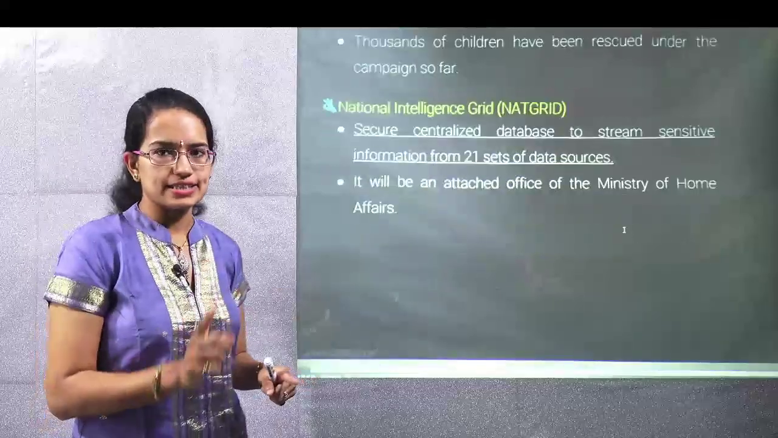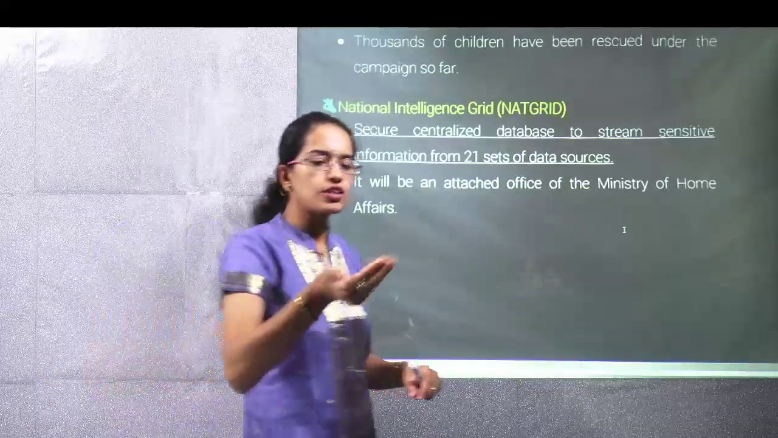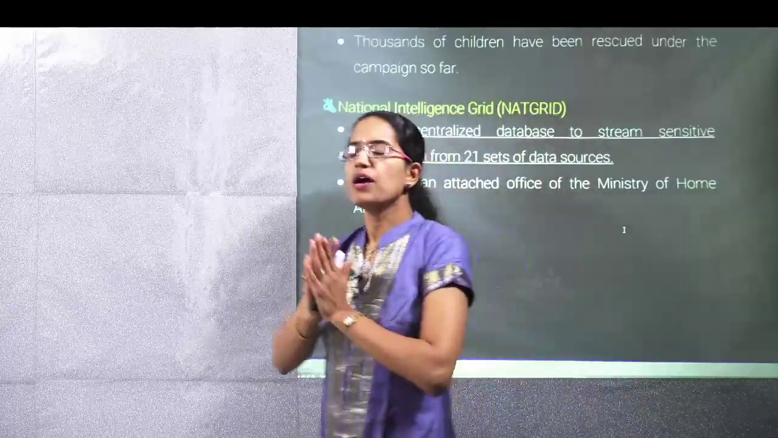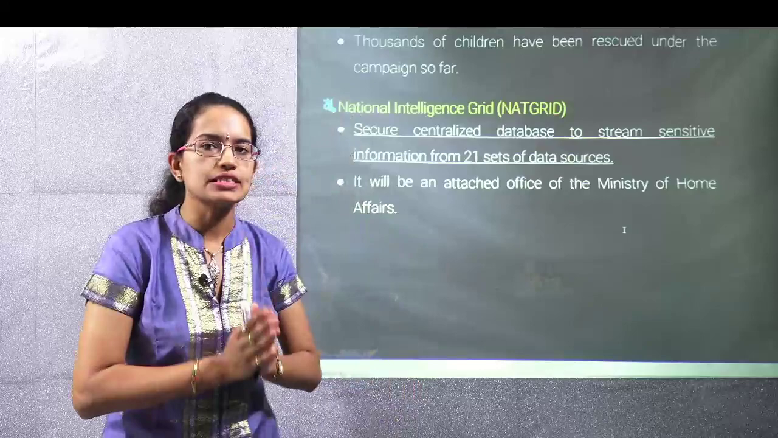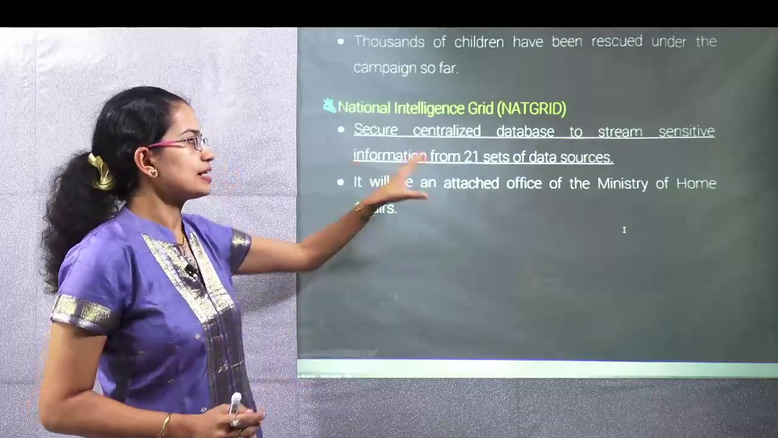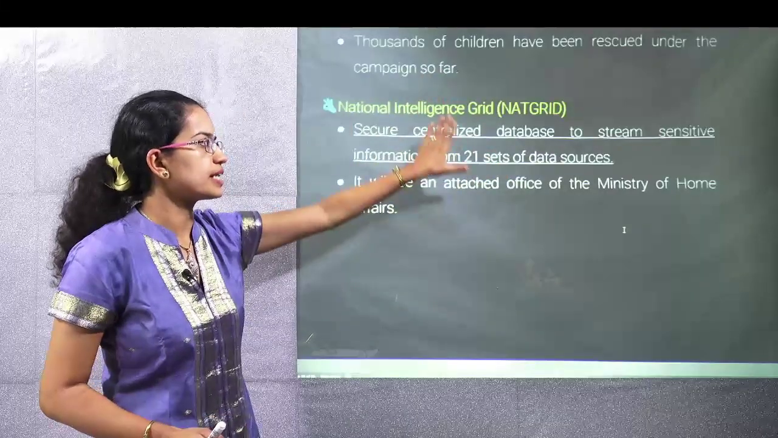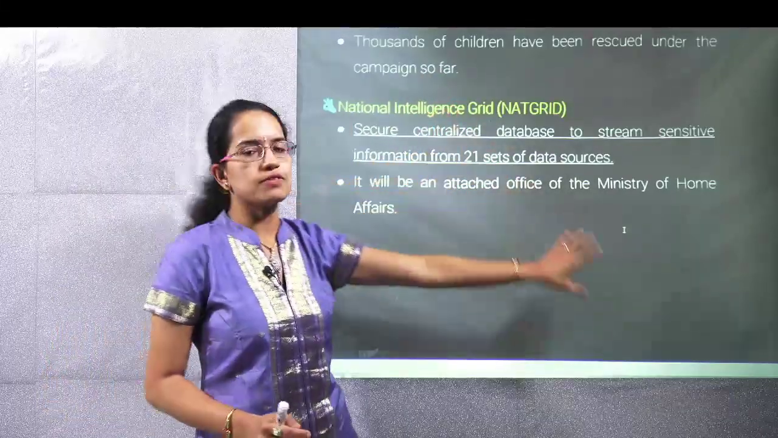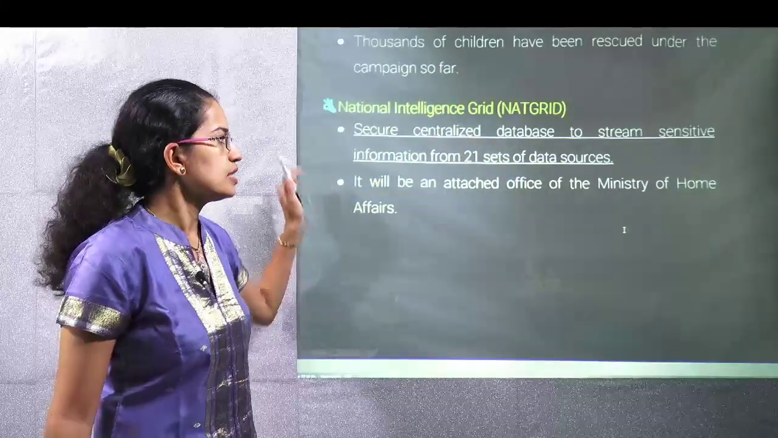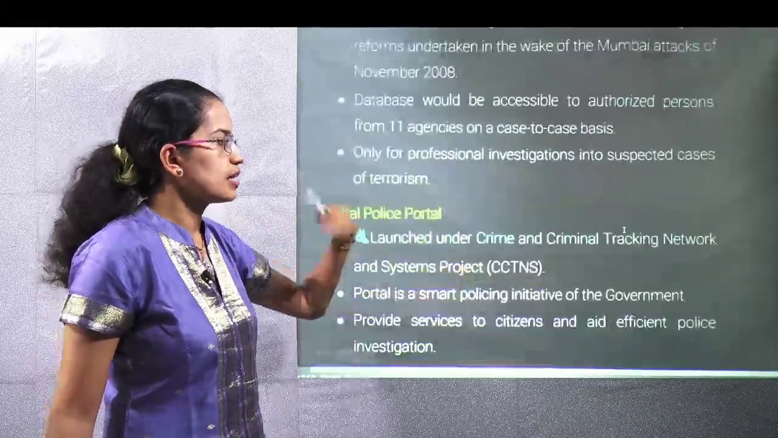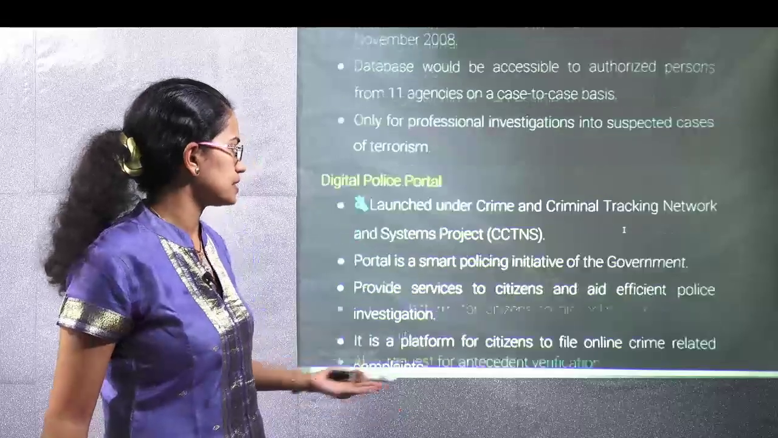NAT grid, as I said, from the name it's hard to understand which ministry it would belong to, but NAT grid basically is National Intelligence Grid, and this lies under Ministry of Home Affairs. It's a kind of centralized database to stream the sensitive information from 21 sets of data sources, and various 11 agencies do this on a case-to-case basis.